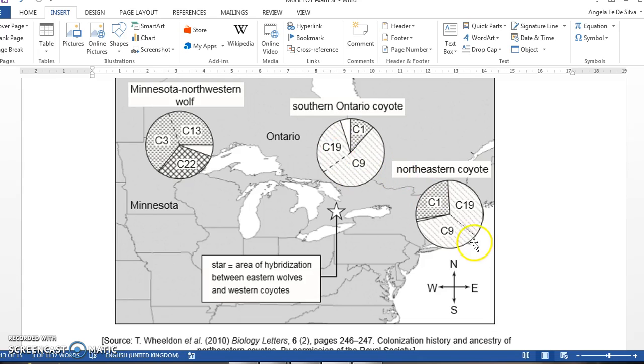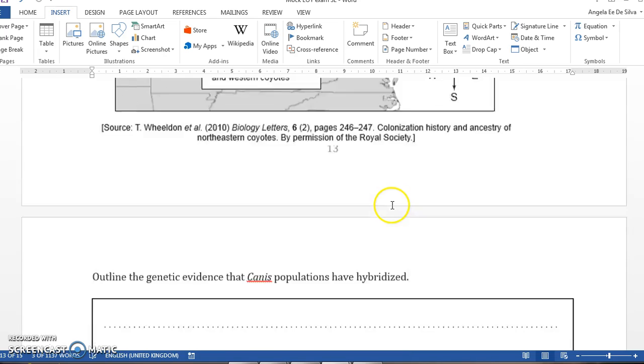And in this case, you can say a lot of differences. For example, you can say that C1 is in less proportion compared to Northeastern coyote, or Northeastern coyote has got more in terms of proportion compared to Southern Ontario coyote. Similarly, you can also mention the haplotype C19 and the haplotype C9. You can see that C9 is more in the Ontario coyote compared to the Northeastern coyote. So however you write it, make sure that you measure correctly, that you know which one is more than the other, and then just write them down, and you would have got 2 marks.